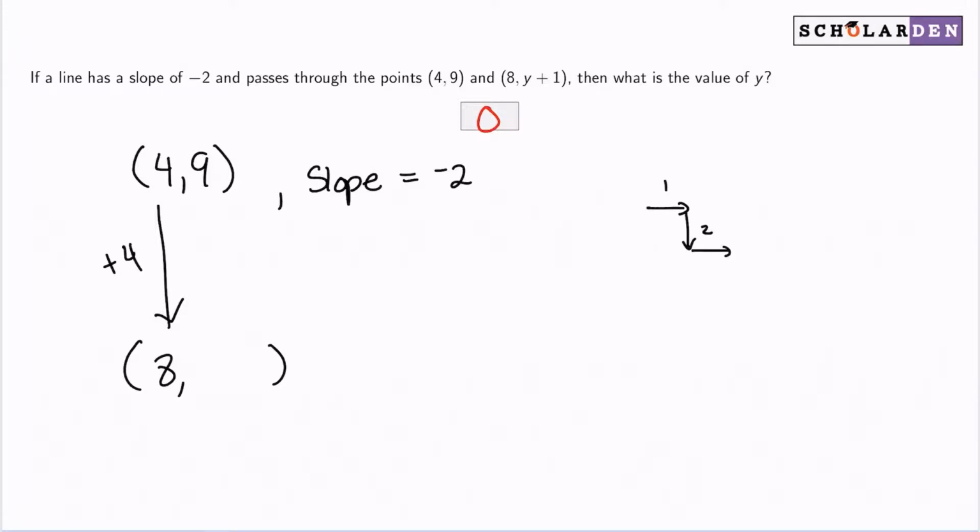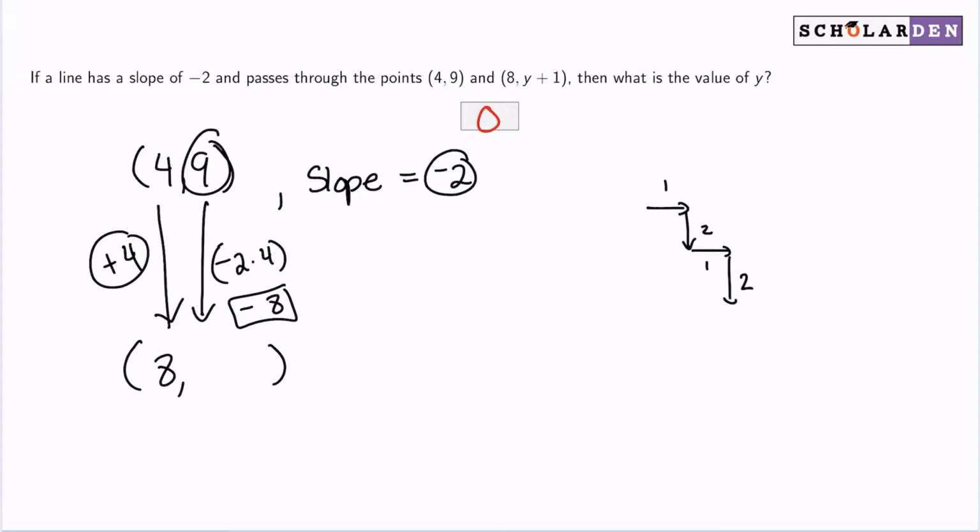Over 1, down by 2. So we will actually subtract 2 four times. And that means that we will subtract 8. So 9 minus 8 gives us 1. So that's the coordinate that we will receive when x equals 8.